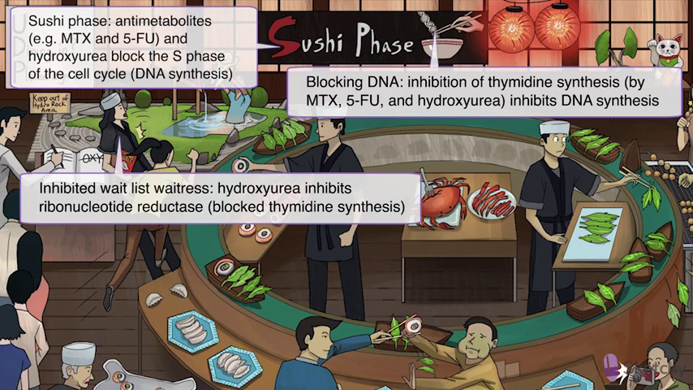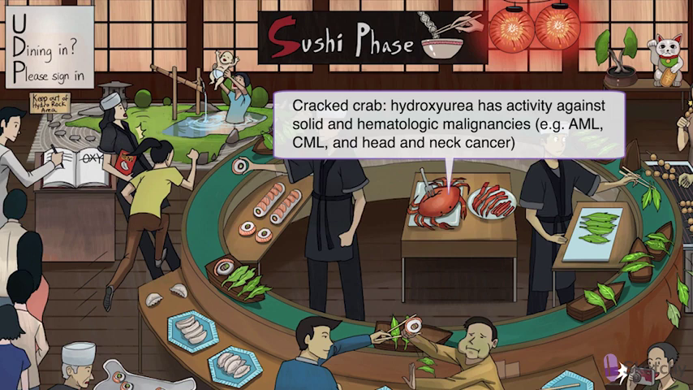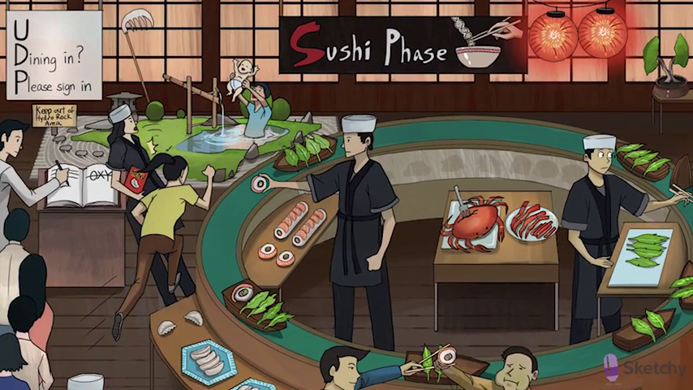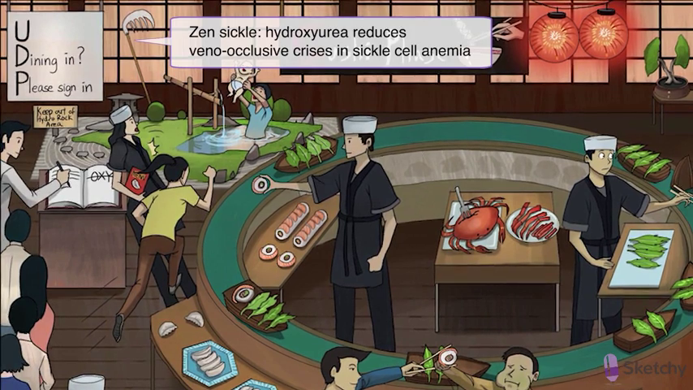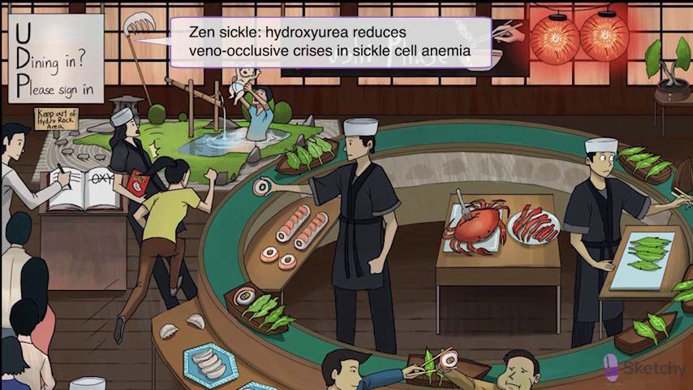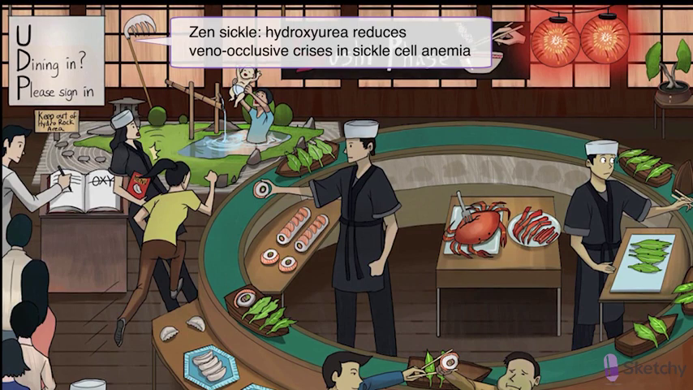As an anti-cancer therapy, hydroxyurea can be used to treat acute and chronic myelogenous leukemia, so remember too that cracked cancer crab in the center of the restaurant to signify that all these drugs can be used in cancer chemotherapy. However, hydroxyurea can also be used to reduce veno-occlusive crises in sickle cell anemia. That's why we've included that Zen garden rock rake in the back, suspiciously sickle-shaped. Through an incompletely understood mechanism, hydroxyurea increases the production of fetal hemoglobin, or hemoglobin F.